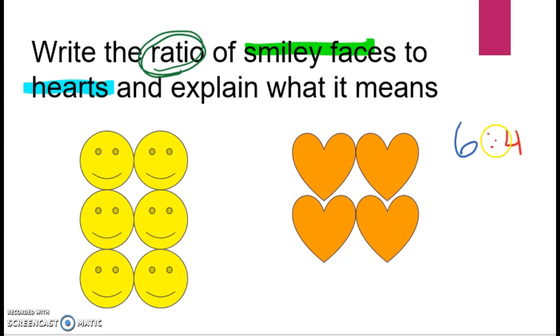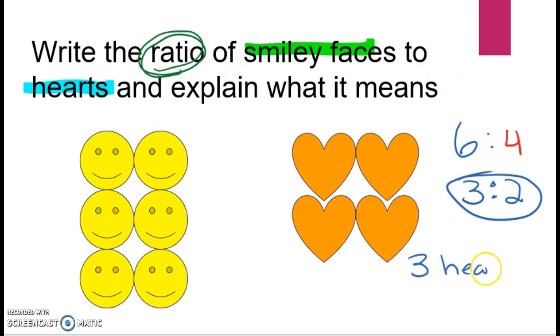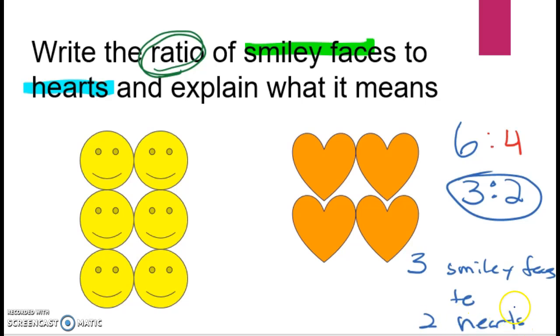We have a 6-to-4 ratio, but we need to simplify it so I can take a 2 out of both of these. So this is going to be a 3 to 2 ratio. And then when I explain what that means, I want you to write something like 3 smiley faces to 2 hearts. All right.